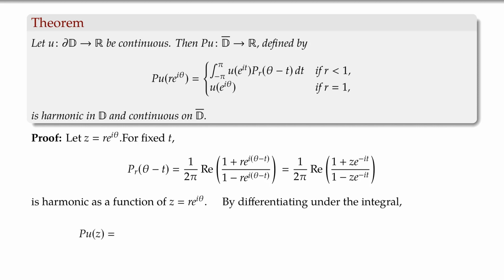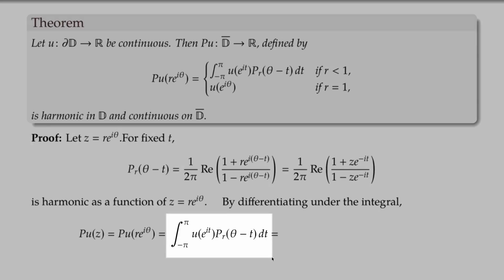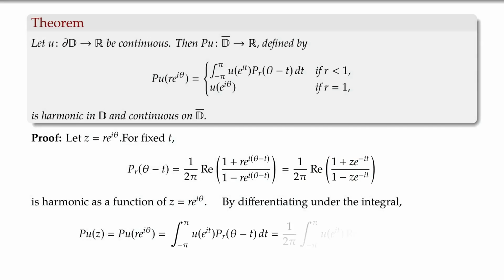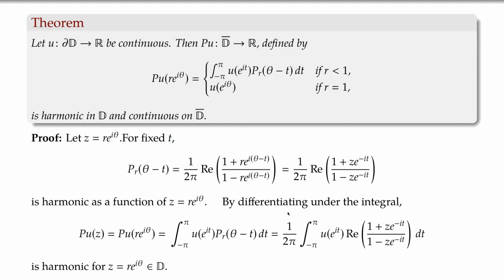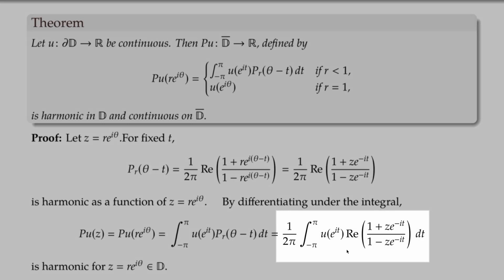So if we differentiate under the integral, if we look at p_u of z, which is p_u of re^{iθ}, and this is given by this formula. And now we can differentiate this under the integral. Well, maybe it's not clear from this form, but if we plug in this form of the Poisson kernel, we get this formula.